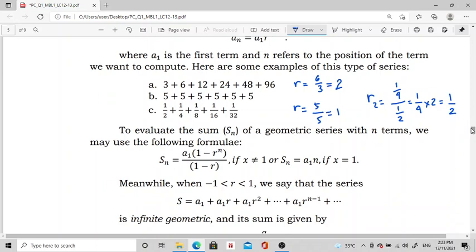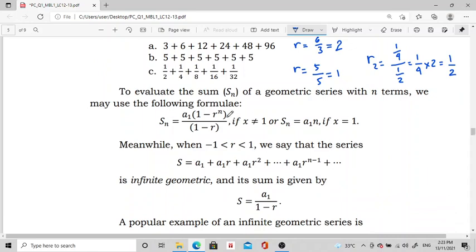So, the common ratio here in letter C is 1/2. To evaluate the sum of a geometric sequence series, ito naman yung ginagamit natin na formula. Where N, this should be R, where R is not equal to 1. Or, kasi kapag R is 1, then ito yung ating formula na gagamitin. Hindi natin ito magagamit if R is 1 because magzi-zero yung denominator natin. 1 minus 1.